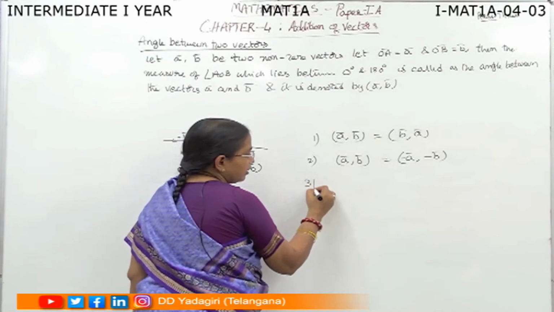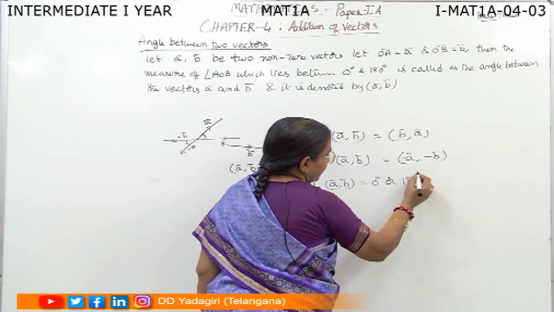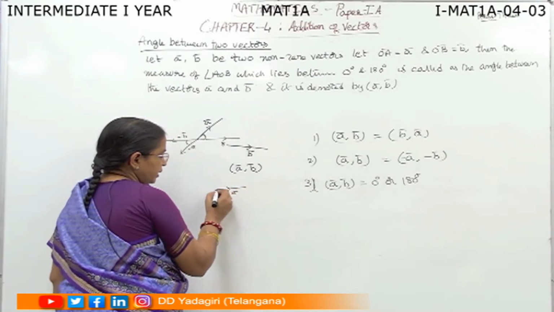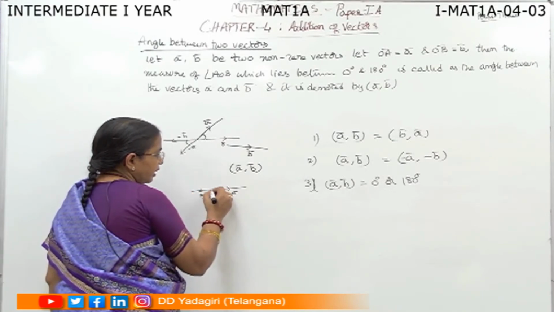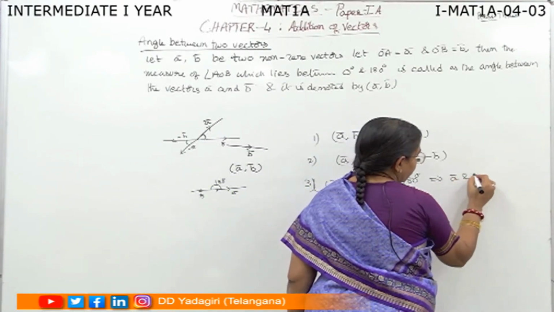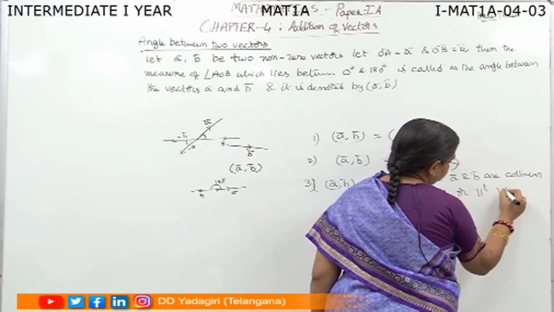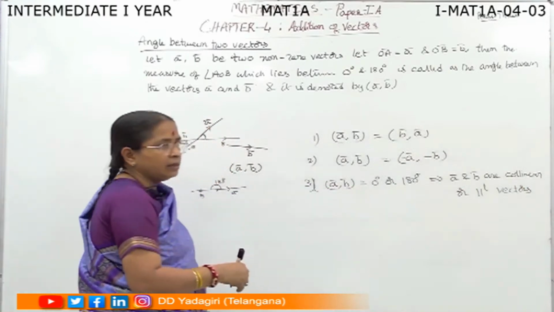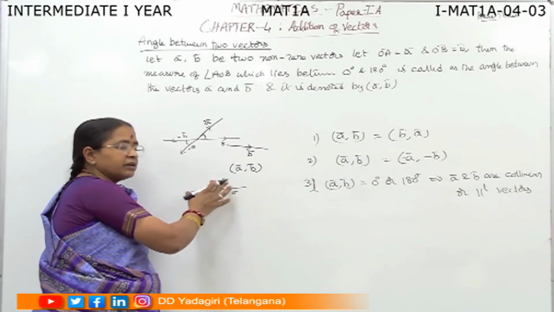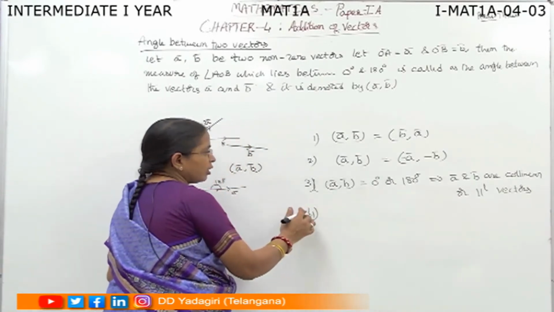Suppose that the angle between A and B is 0 degrees or 180 degrees. That means they coincide, or A is in this direction and B is in the opposite direction. Then we say that A and B are collinear vectors or parallel vectors. If the angle is 0, then they coincide. If it is 180, then they will be in the opposite direction. So in any case, they will be collinear. When the angle is 0 or 180, they are parallel vectors.